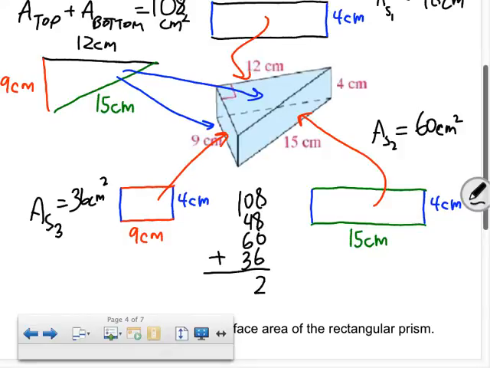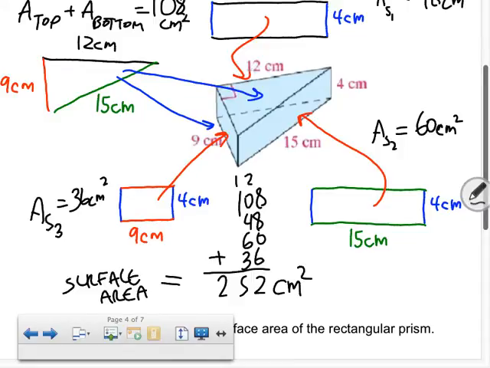22. Carry the 2. I got 2, 4, 6, plus 6 more, plus 3. 15. Carry the 1, and then 1 and 1, 2. So the total area, the surface area for that prism equals 252 centimeters squared.